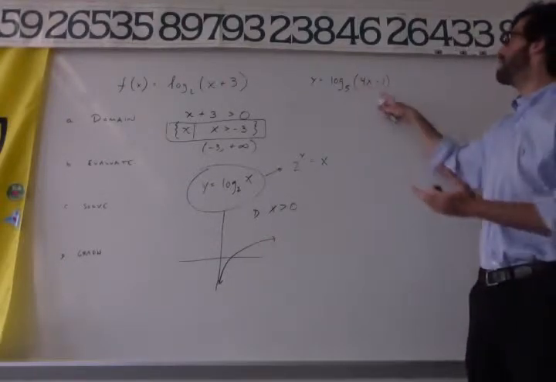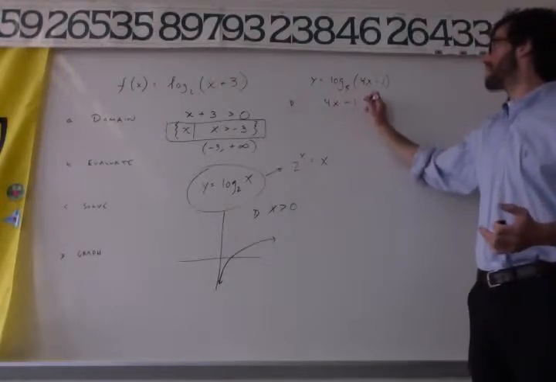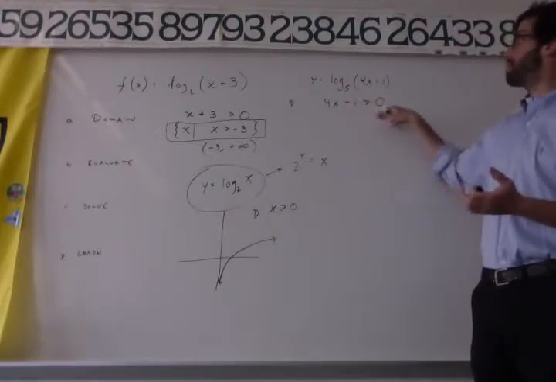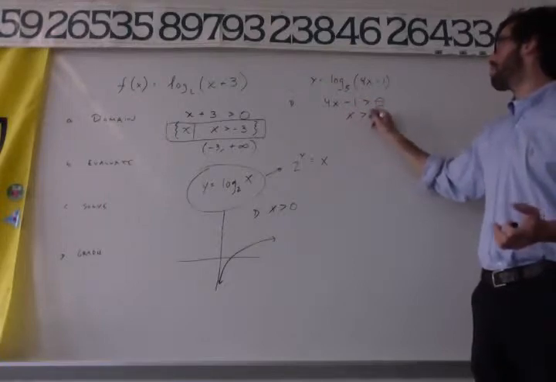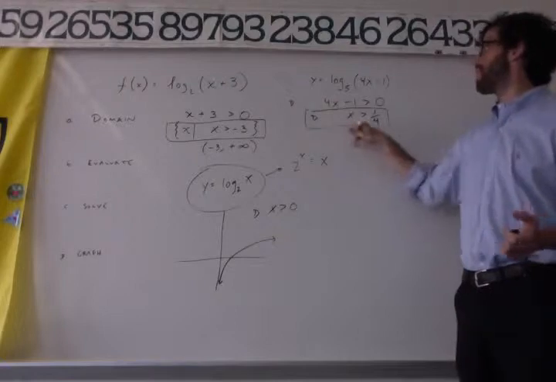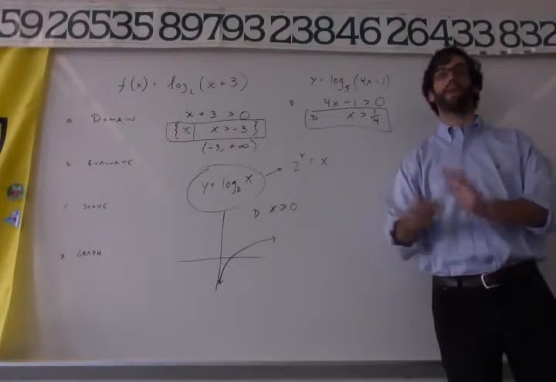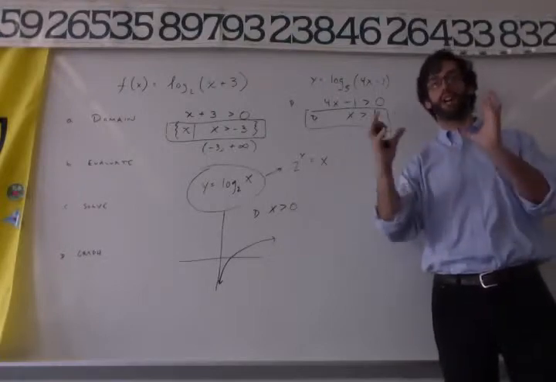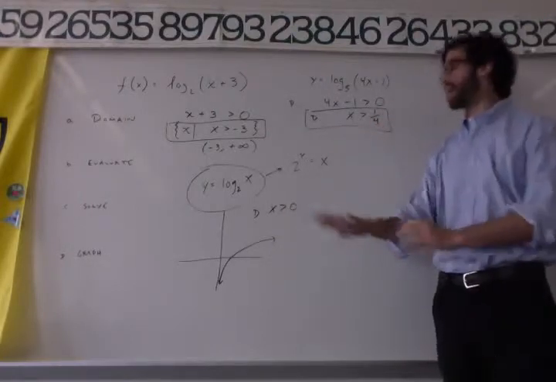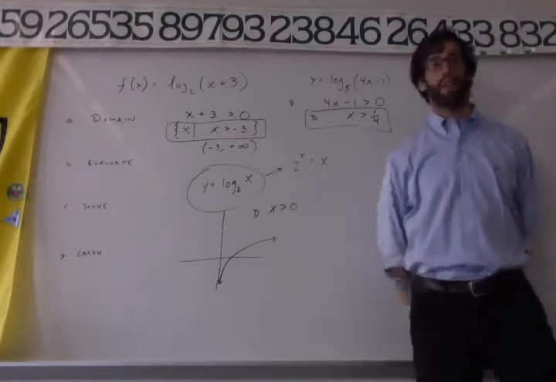We would say, for the domain, 4x minus 1 has to be greater than 0. Add 1, divide by 4. x is greater than 1/4. That's our domain. You can put that in interval notation if you want, but this is fine. That's how you find the domain of a log equation. You just set the argument to be greater than 0, and I explained why we do that. And then you solve that inequality.